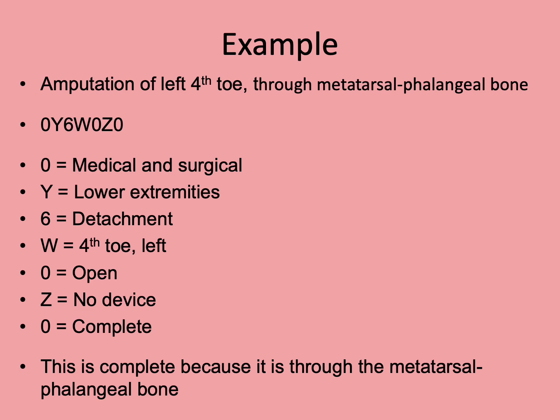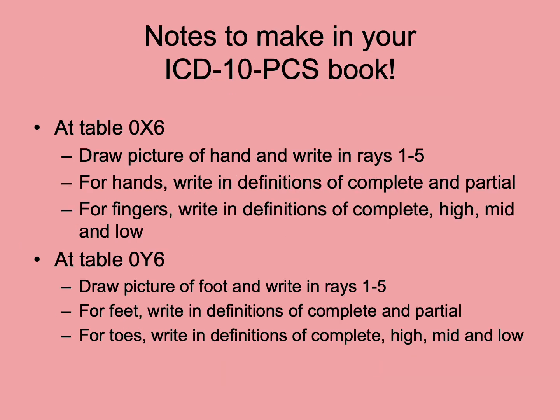So here's another example. Amputation of left fourth toe, metatarsal phalangeal joint bone. 0Y6W0Z0. These are the same. Fourth toe, left, we know that. Complete. Complete because it's through the metatarsal phalangeal bone. Okay, so that's all there is to it. Not all there is to it, but that's it.